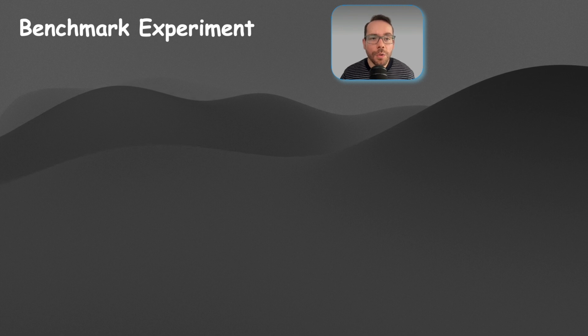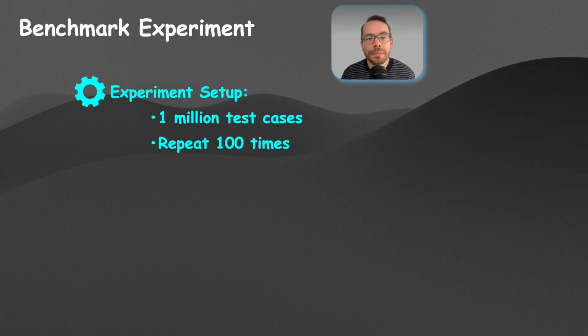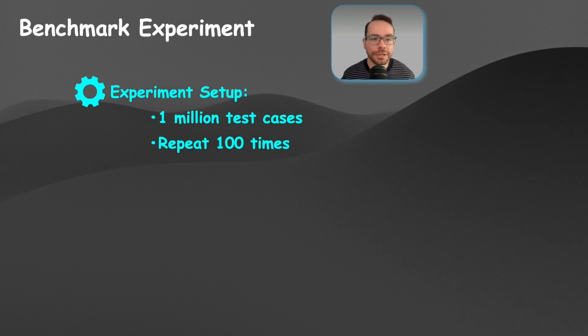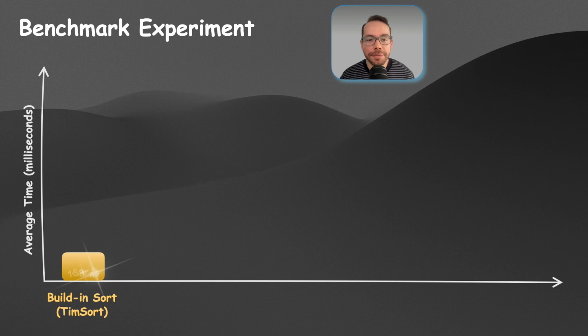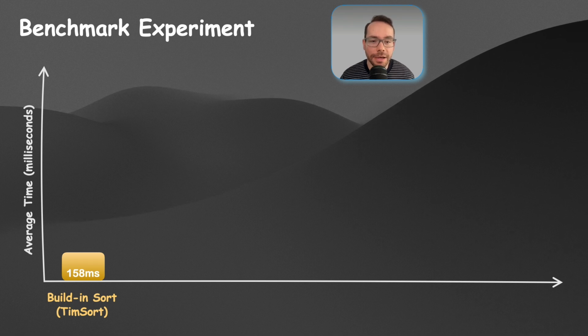All right, so we will use an array of 1 million numbers, and we will report the average sort performance over hundreds of runs. Okay, so here is the benchmark result for 10 popular sorting algorithms. We will start with Timsort, which is the built-in sort option in Python, which gave us a very impressive performance of 158 milliseconds only.